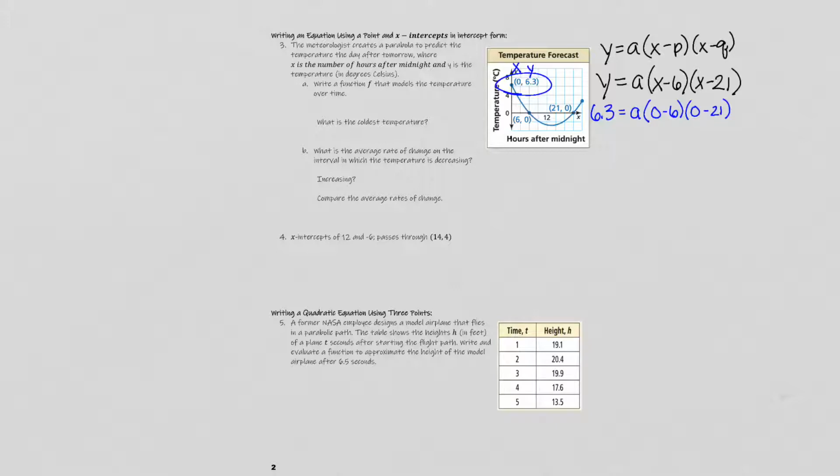So to simplify the right side, 0 minus 6 is really just negative 6. And 0 minus 21, I have a negative 21. I multiply those together. And so I end up with 6.3 equals 126 times a, because negative 6 times negative 21 is 126. To solve for a, I divide both sides by 126, and I get that a is 0.05.